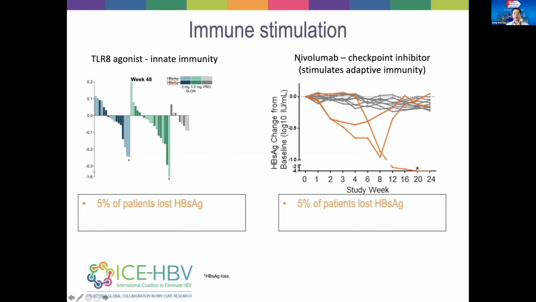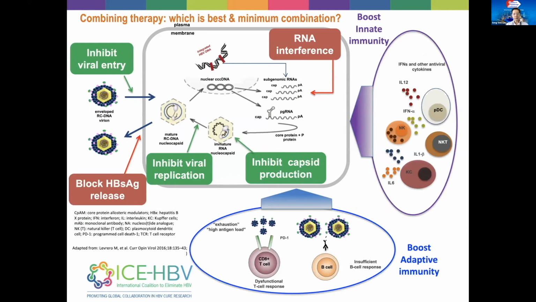And this is a drug, nivolumab, that's been used in cancer treatment. It's a checkpoint inhibitor, and it boosts the adaptive immune response. And you can see here again in this short-term study done over 12 weeks, about 5% of patients lost S antigen. So I think in principle, these two approaches can lead to clearance of S antigen. Now, clearly I've shown you those drugs being used as individual treatments. So the big question now is, can we combine them all, and which combinations are going to be useful?